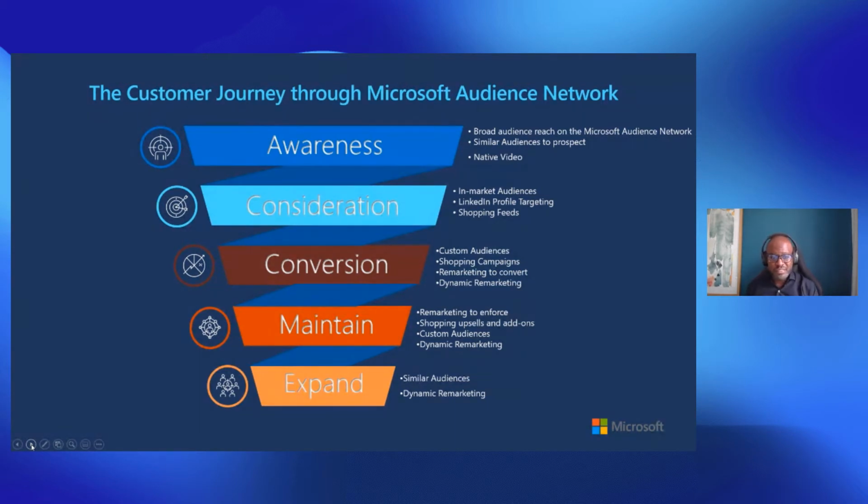Awareness is, in general, a quite broad campaign where you want to prospect, targeting broadly, which can be based on demographics, for example. Broad audiences such as education, business services, or food. We also have a similar audience product that we will use with seed audiences to create similar audiences based on the characteristics of the seed audiences, visitors or converters, for example.